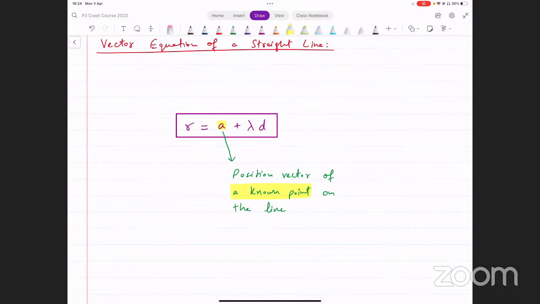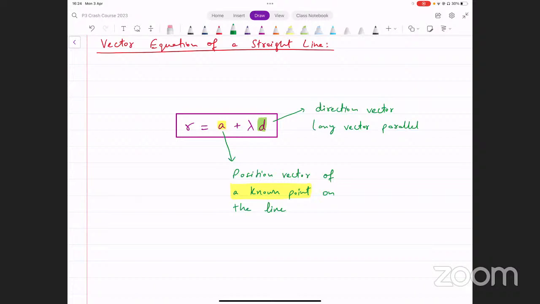Now what about d? d is the direction of the line. This is called the direction vector of the line. Where do we get this from? This is actually any vector that is parallel to the line, right? How do you find the direction of something?